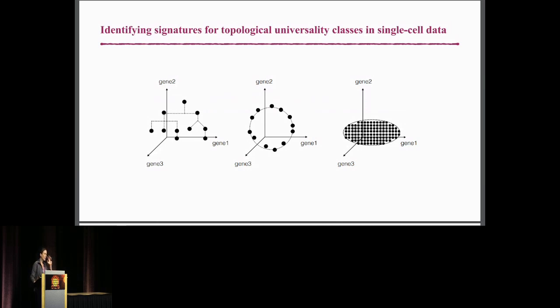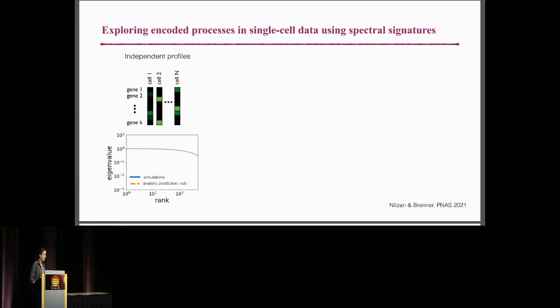So if we have that, then that also means that maybe we can identify signatures that are specific to these different topologies. And then if we identify these different signatures in single cell data, that would allow us to also say what type of biological processes the cells are encoding.